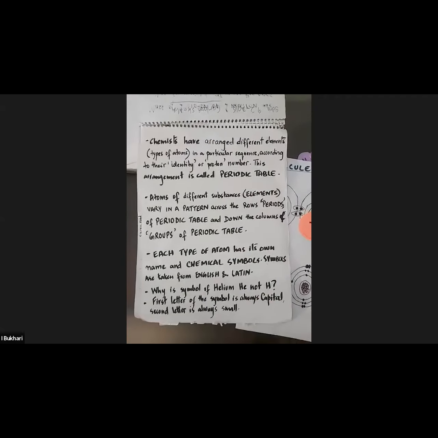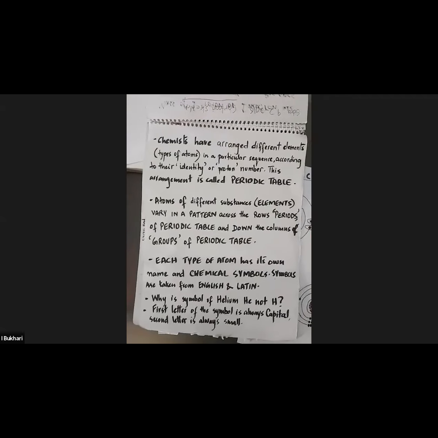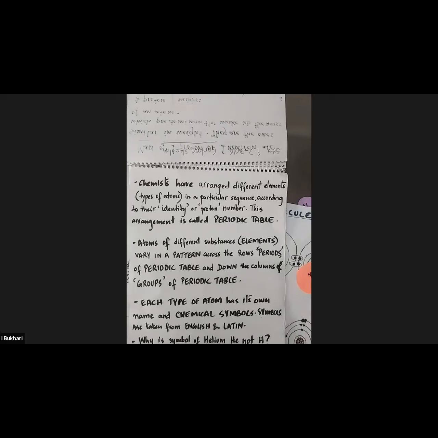Okay, let me now share my screen with you. Let me show you a periodic table. This is the periodic table I got. Well, you can also pull out a periodic table from Google. It's not that hard. The periodic table is available on Google and you can find it in books as well. It's there in Chemistry for You as well. So this is the sequence in which chemists or scientists have arranged all the elements, okay? And this is according to their proton number. Now let's talk about this proton number a little more in detail.